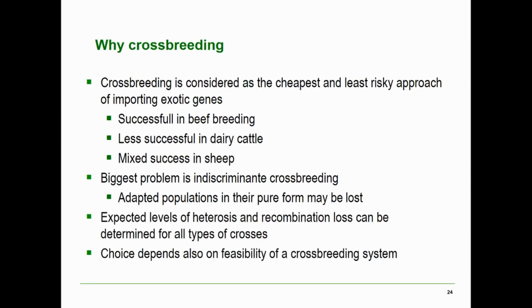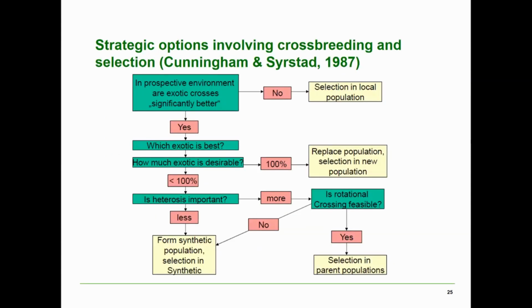So we need to consider all these approaches and their benefits and drawbacks to determine if crossbreeding is a good approach for us and what type of crossbreeding we want to go for. There is actually a quick graph or scheme for this, which is already quite old, but demonstrates a little bit what type of decision process needs to be considered.